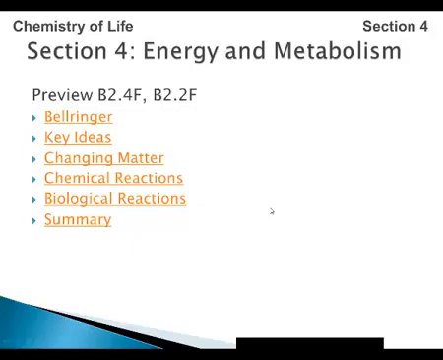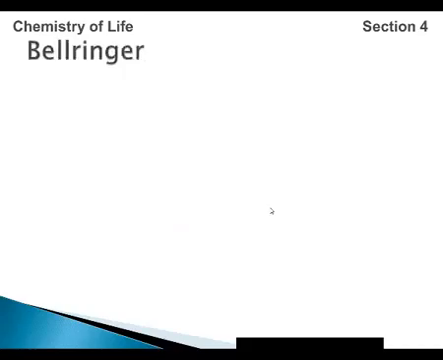So, Chemistry of Life, Section 4, Energy and Metabolism. In this section we're going to go over specifically how our bodies use energy, how we go through our metabolic processes. We're going to look at a bell ringer. We're then going to go into our key ideas. We'll talk about changing matter, chemical reactions, biological reactions, and then we'll summarize the whole thing.